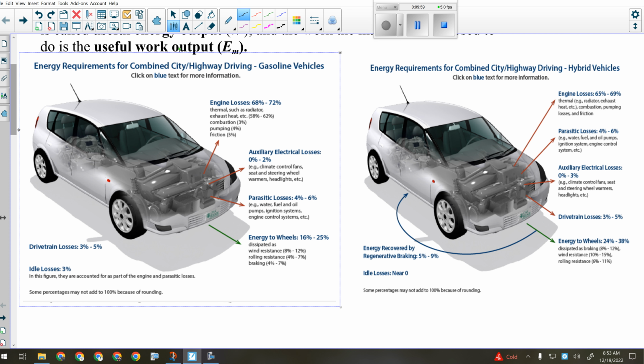So if we're looking at engine losses, we're down to 65 to 69% from 68 to 72%. Parasitic losses, about the same, 4 to 6%. Auxiliary electrical losses, about the same, 0 to 3%. There's going to be more electrical losses in a hybrid vehicle because more things actually run electrically. Drivetrain losses, about the same, 3 to 5%. Energy to the wheels, 24 to 38%. Is that a significant improvement?